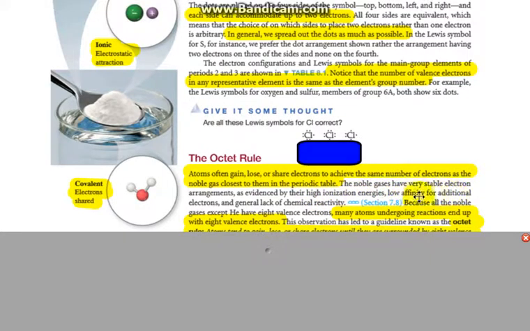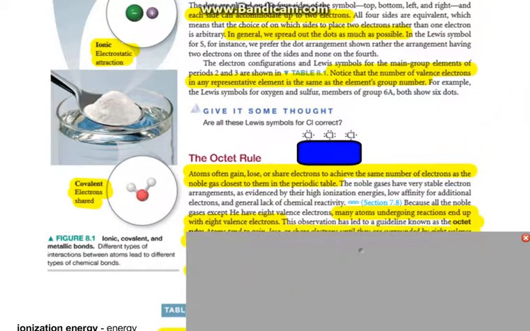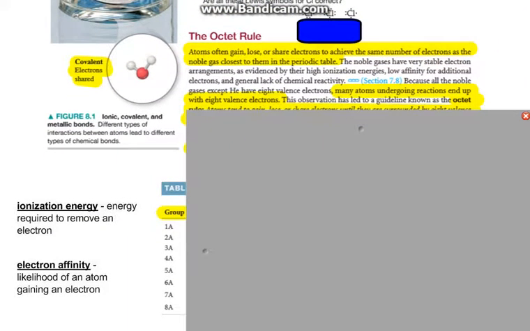The noble gases have very stable electron arrangements as evidenced by their high ionization energies and low affinity for additional electrons, or lack of chemical reactivity. If you take a look at what that means, maybe just over here on the side we'll get this down. If you've never encountered this before, ionization energy: energy to ionize, energy to make an ion, energy required to remove an electron. And electron affinity, the word affinity means that you want it, you want to attract it. So likelihood of an atom gaining an electron.